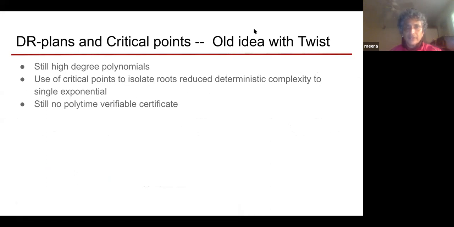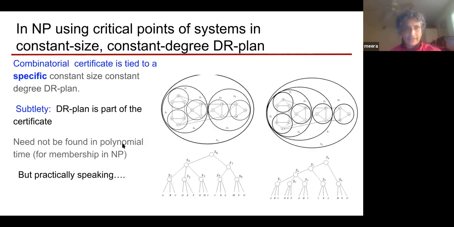So when we use the DR plans, there are some things that we still have to watch out for. We need to use the critical points to isolate the roots, and somehow we need to be able to specify which root corresponds to what certificate. And you may still end up with relatively high degree polynomials and still not have a polynomial time verifiable certificate if the size of the DR plan is very large, is not constant size.